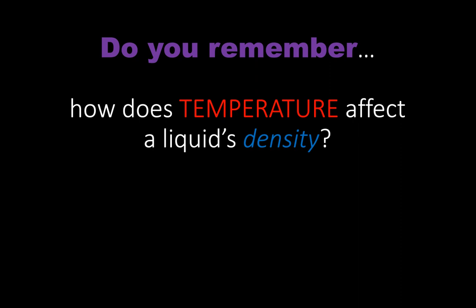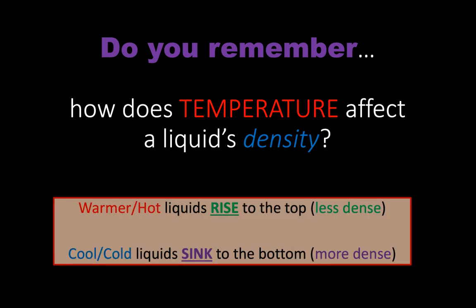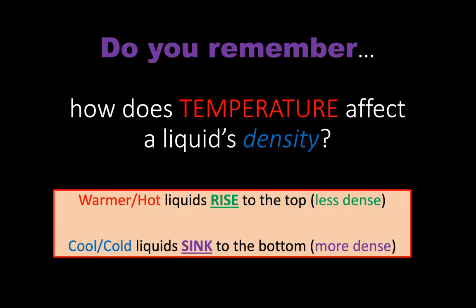So I want you to think back, how does temperature affect density? And hopefully you're having an aha moment and you're saying, oh, that's right, this is convection. Because it is, you're absolutely correct. So remember that warmer or hot liquids or fluids are going to rise to the top because they are less dense, whereas cooler or colder liquids are going to sink to the bottom because they are more dense.